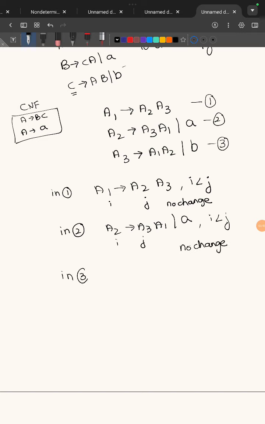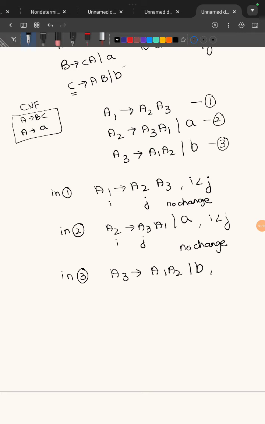In the third rule, A3 derives A1, A2 bar B. So here comes the issue. Mostly rules 1 and 2 will satisfy the condition only. From the third rule onwards, it will not satisfy the condition.